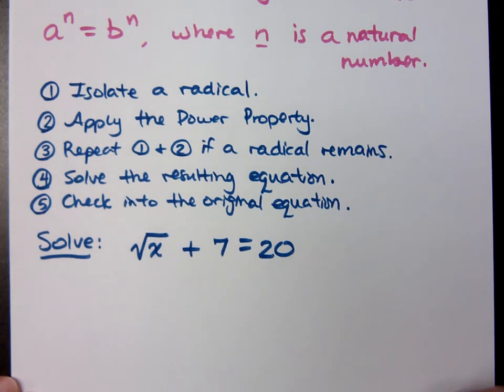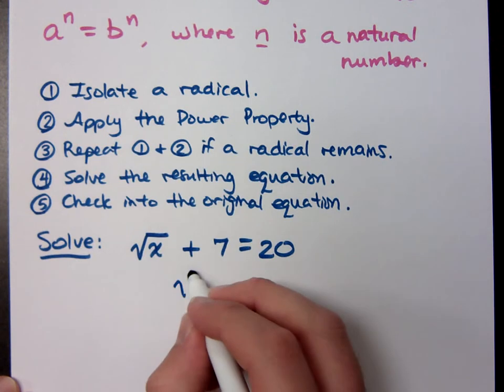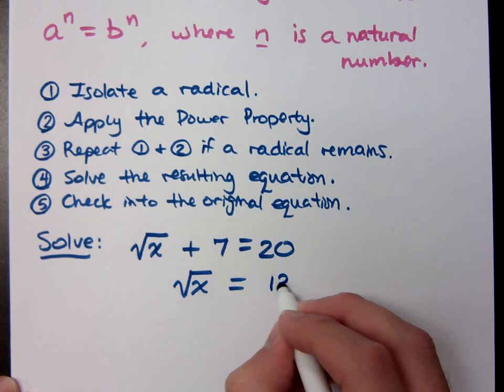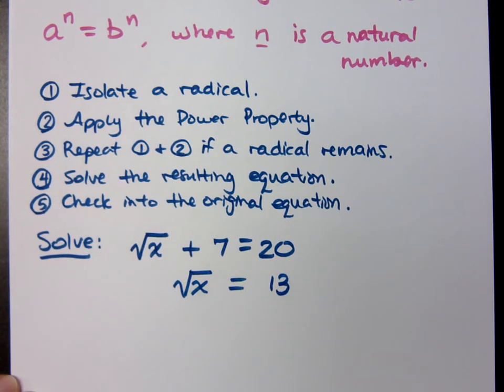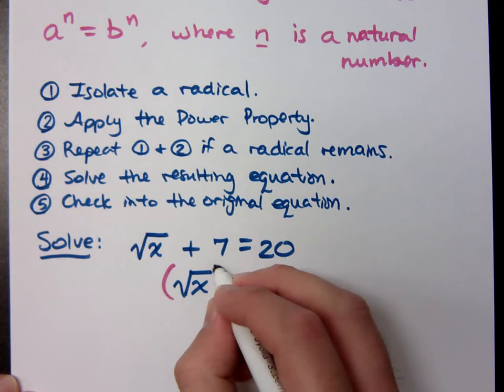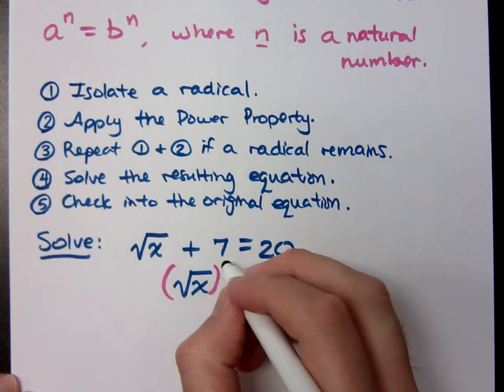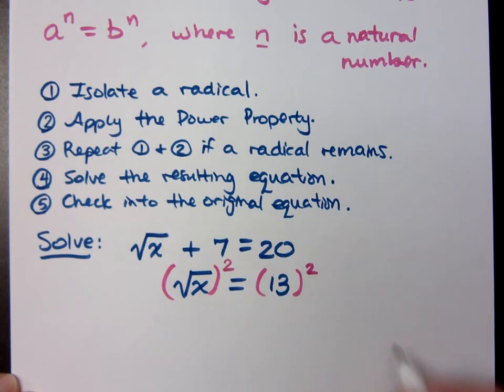Doesn't this make you happy to subtract 7 on both sides? A little bit. Incrementally happy? I'm not too complacent yet. All right, so if I subtract 7, that means I have the square root of x is equal to what? Is equal to 13. I've got my radical by itself. Step 2 says apply the power property. Well, that means I need to raise both sides of the equation to the same power, but I need to have a power that's going to cancel out, be the inverse operation for the square root. What's that power? The second power.